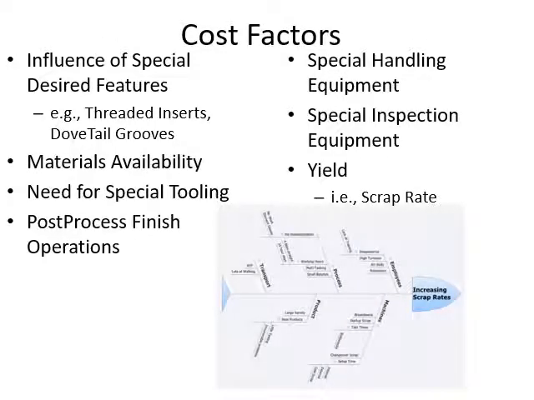Another factor that you need to consider is the cost factor. The cost can be influenced by special design features, for example, threaded inserts and dovetail grooves, and it depends on the material availability. For example, lead sometimes has a fluctuation of price, for example in February and also in June, and then suddenly has a drop in September. Then you have to consider the cost of the need for special tooling, and then you have post-process finish operation, special handling equipment, special inspection equipment, and also scrap rate.